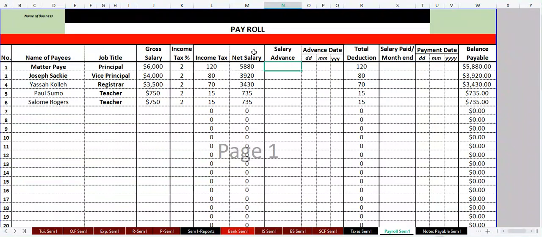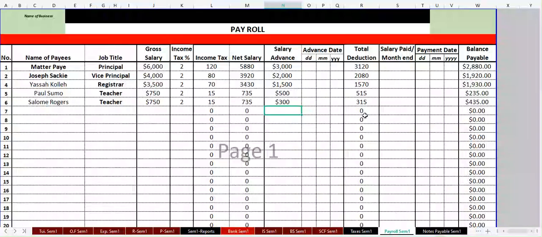So now the net salary here is $5,880 for the principal. So we'll say the principal collected 3,000 of his money as salary advance. Then the vice principal here took 2,000, and the registrar here took 1,500, and of the two teachers here, one of them took 500, and the other one took maybe 300. Those are salary advances. Alright, you can put a date here. Now if you look here, you see total deduction.